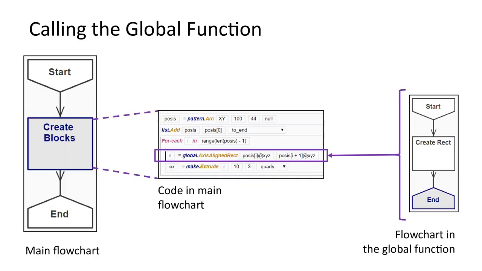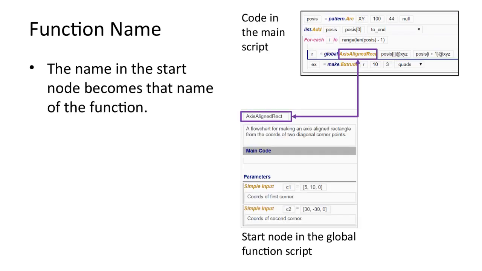This diagram shows an overview of the relationship between the two flowcharts. The imported flowchart is embedded into the main flowchart. The name of the imported function matches the name of the global function script. In this example, the bottom diagram shows the start node with an input for the script name. The name is defined as axis-aligned rectangle. In the top diagram, we can see that this matches the name of the global function.